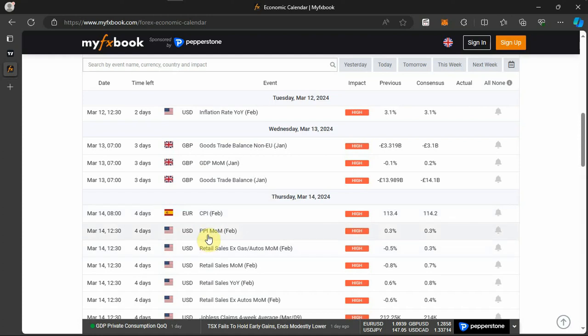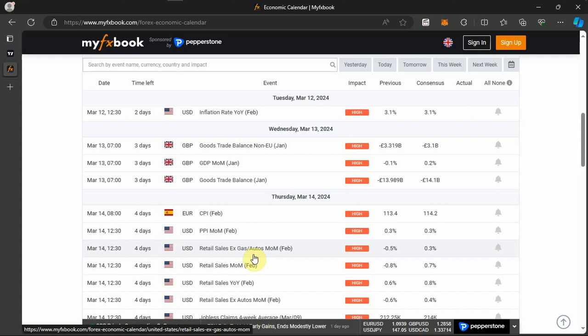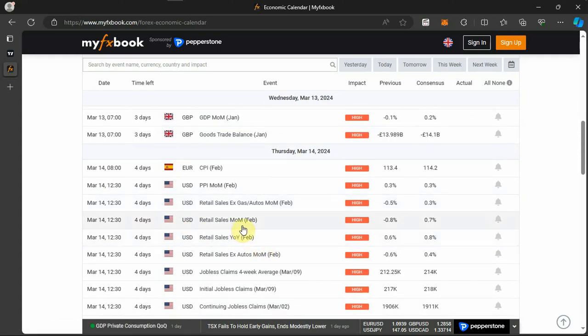Producer price index for the month of February for USD. Retail sales excluding gas and autos for the month of February for USD. Retail sales month over month for the month of February for USD. Retail sales year-over-year for the month of February for USD. Retail sales excluding autos for the month of February for USD.